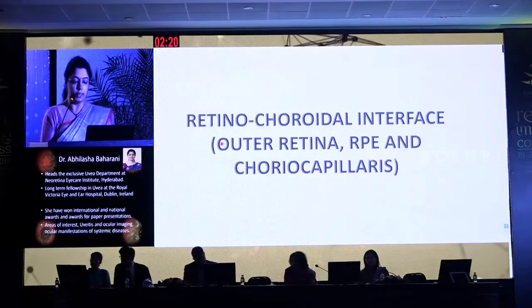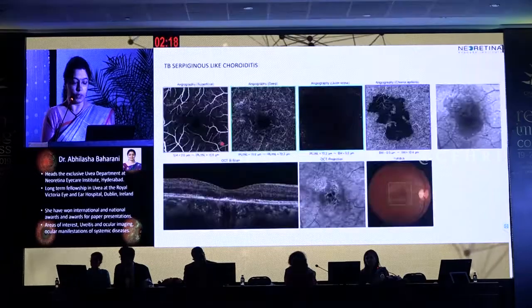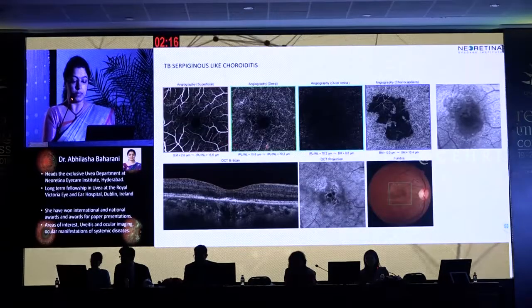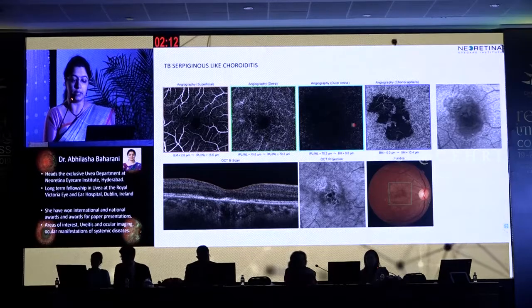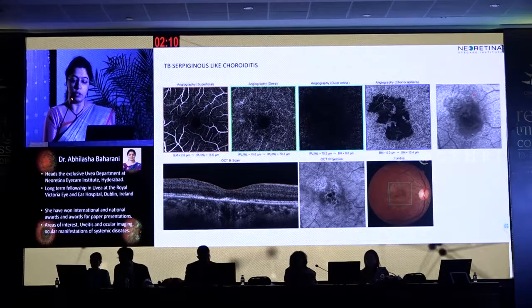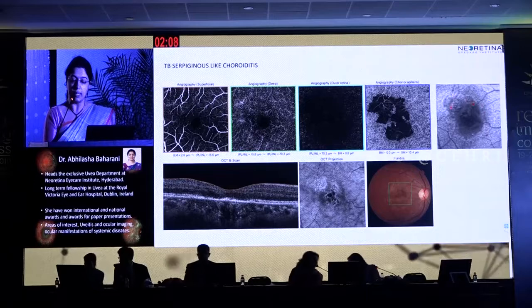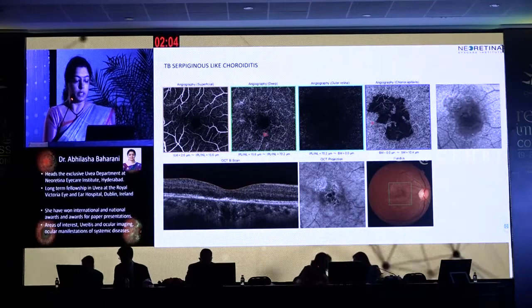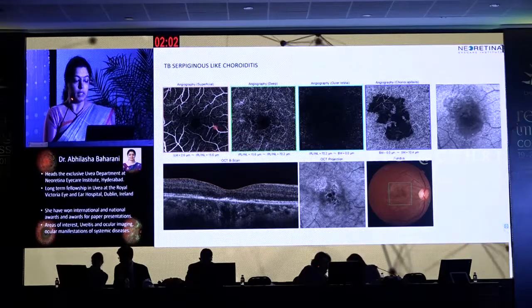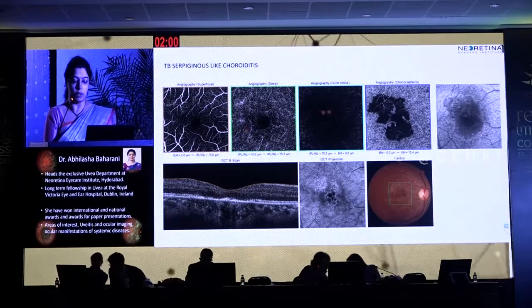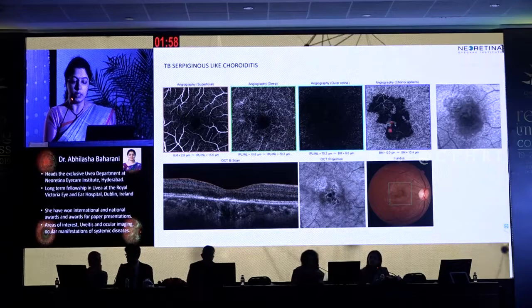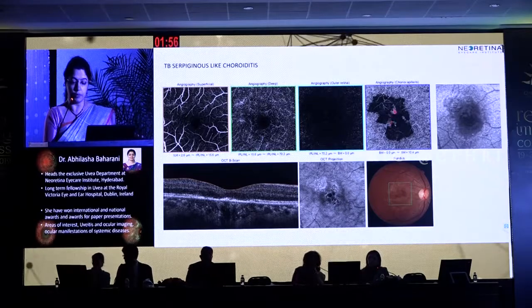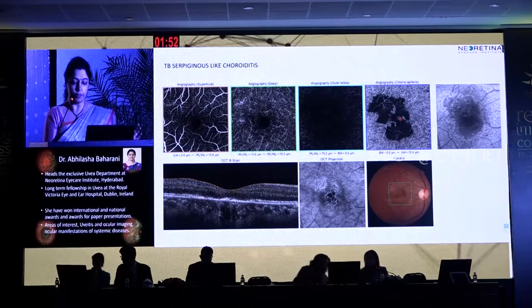Coming to retinochoroidal interface or outer retina, RPE and choriocapillary imaging. Now, as covered by Dr. Anirudh, this is a case of TB serpiginous-like choroiditis, and this is the fundus autofluorescence picture. This is the active edge where you see hyperautofluorescence. In the OCT angiography, you see that the superficial and deep plexus look unremarkable, and if you see, there are islands of choriocapillary perfusion, and there is also flow void.